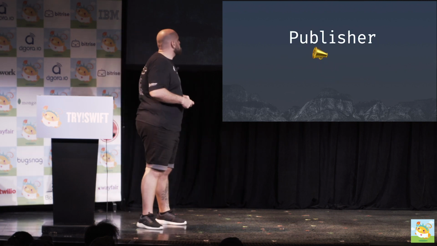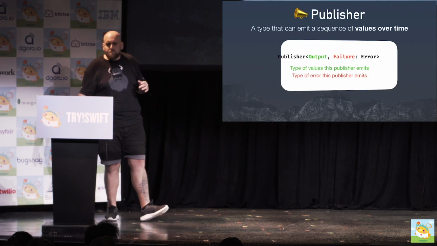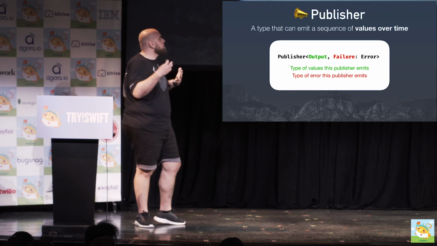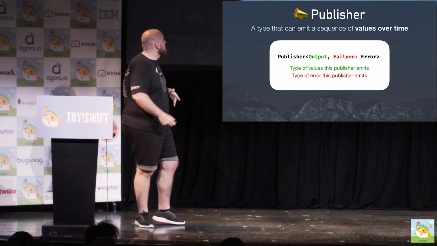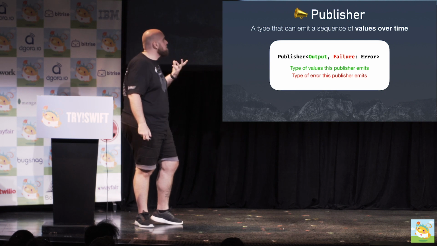So first of all, there's the publisher, which we started talking about. It is a type that can emit a sequence of values over time. It has two generic constraints: the output, which says which kinds of values it can emit, and a failure type, which says which kind of error it can fail with.